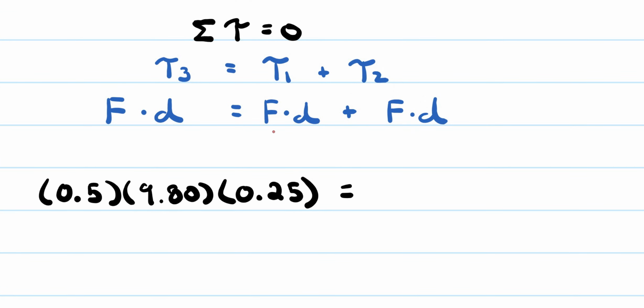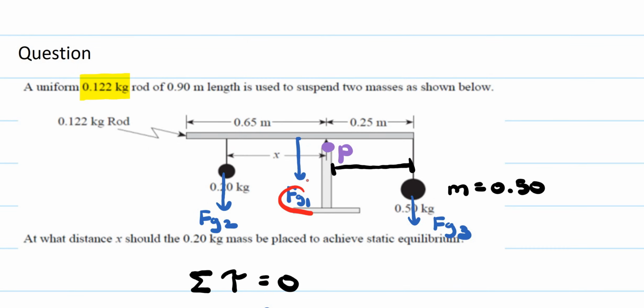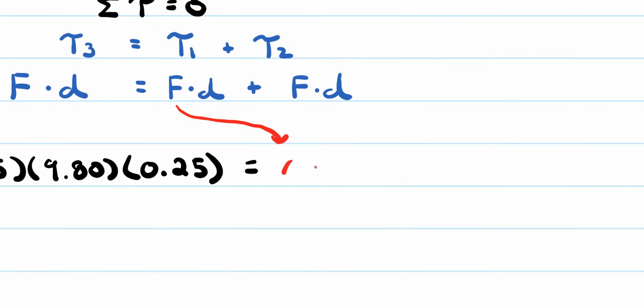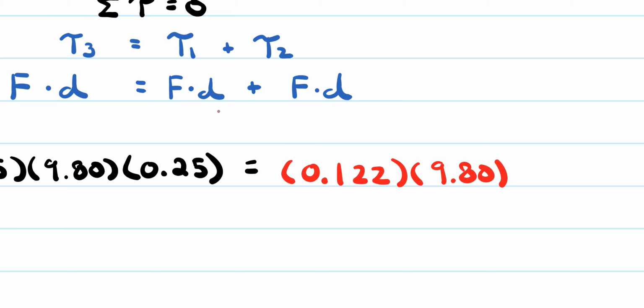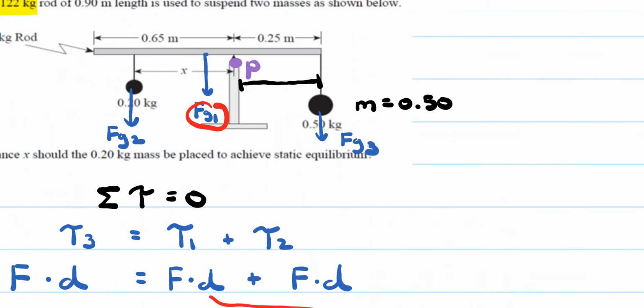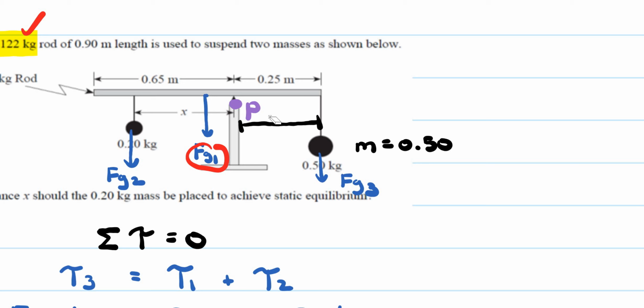Okay, for torque number 1 here, the force of gravity. Well, here's torque number 1. So the mass is 0.122 kilograms. So I will write this as 0.122 kilograms, and we multiply that by 9.80. And then we're going to find the corresponding distance from the purple pivot point. And this takes a little bit of work. So let's go back to our diagram now, and let's figure out how to find the distance to the pivot point. I'll erase this now.